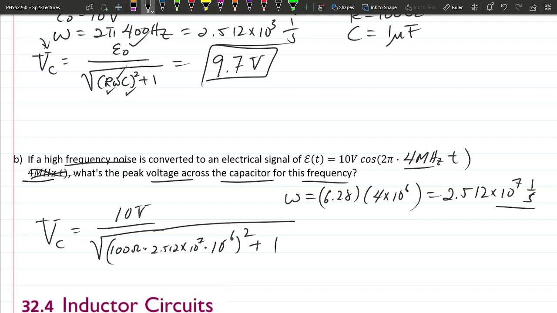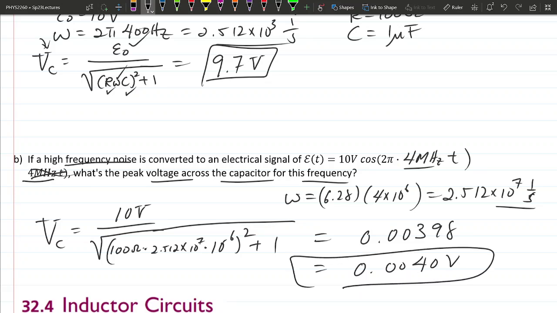And let's see what happens when I plug those numbers in instead. So the voltage I get out is actually 0.003, well, 398, so basically 0.0040 volt.